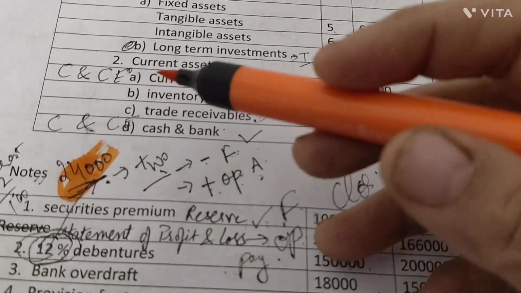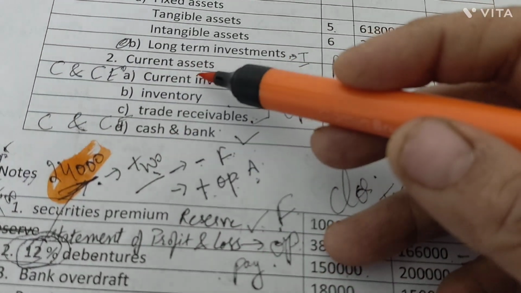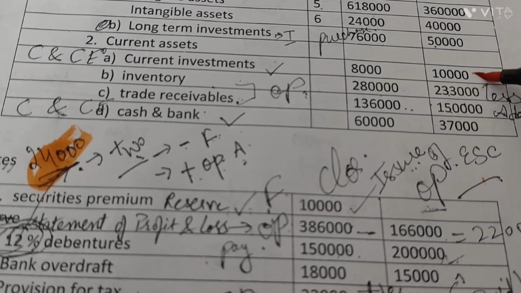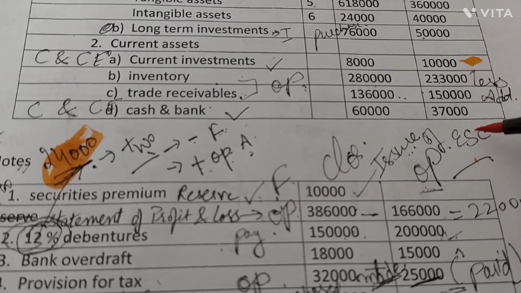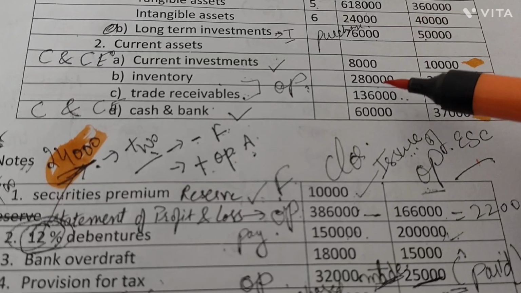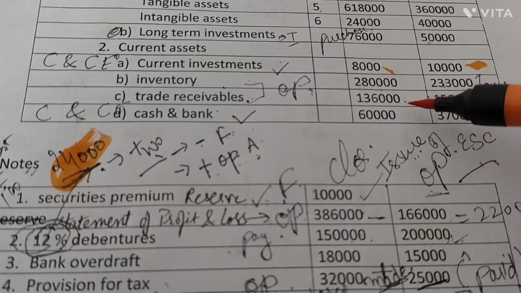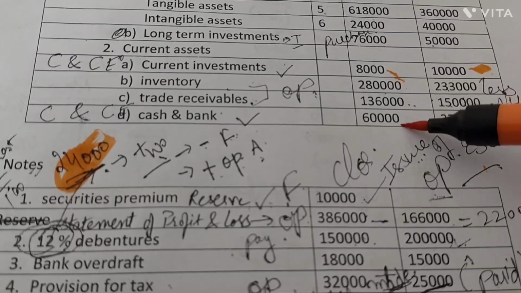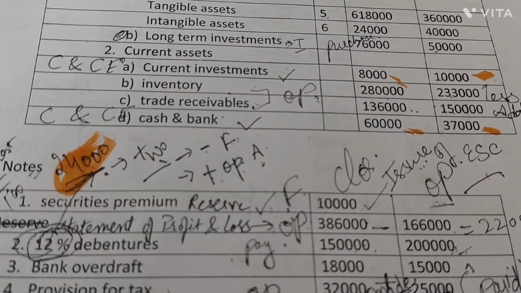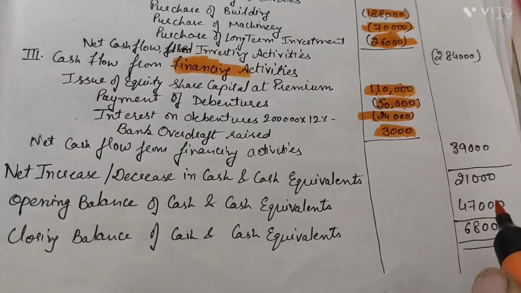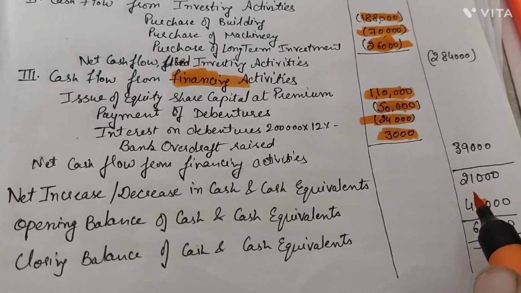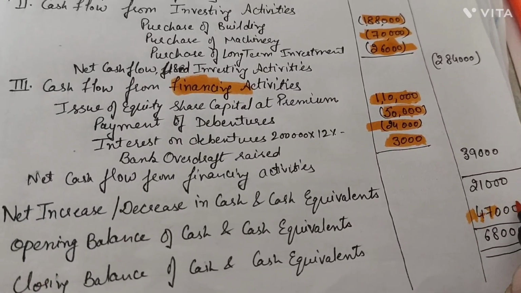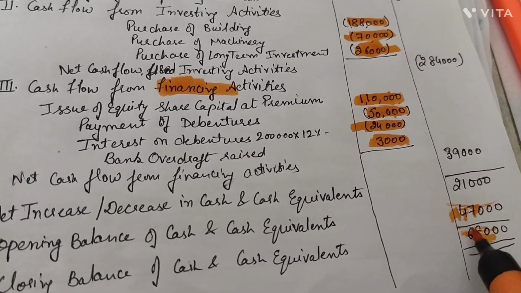Okay, next we have cash and cash equivalents, which refers to current investment and cash and bank. So the opening balance of cash and cash equivalents, we will take 10,000 plus 37,000, and the closing balance we will take 8,000 plus 60,000. So opening will become 47,000 and closing will become 68,000. The opening balance of the cash and cash equivalents was 47,000 here, and the closing balance was 68,000 here.